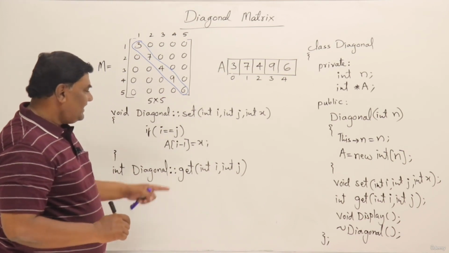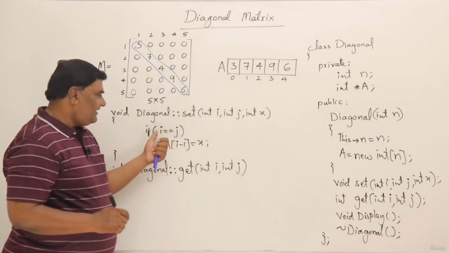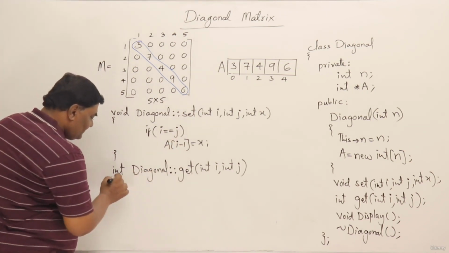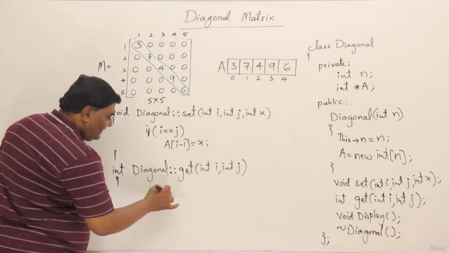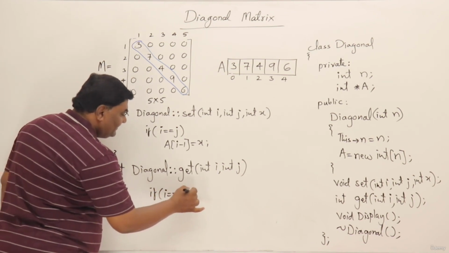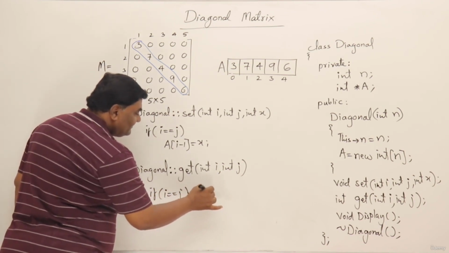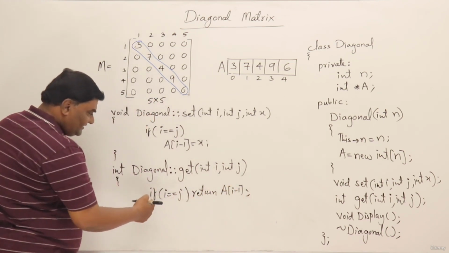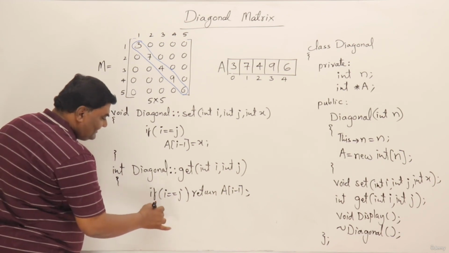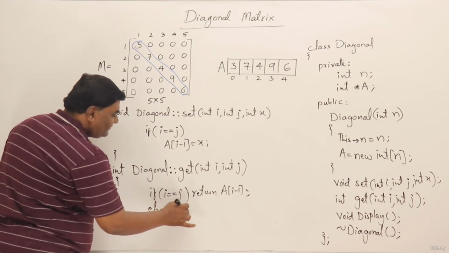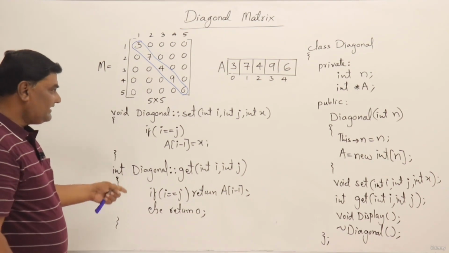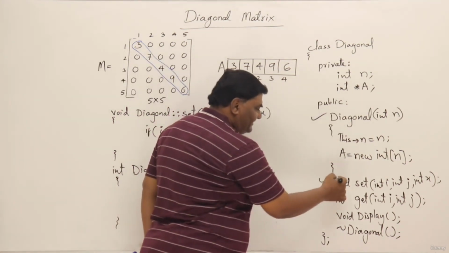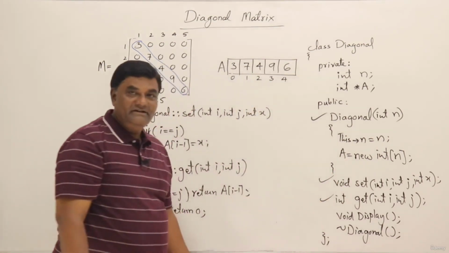Now here again I can get the data from there only if i is equal to j, just like in set. The same thing we have to do. If i is equal to j, then in the same line I am writing return A of i minus 1. And one more thing, if they are not equal, then definitely the element is 0, so return 0. So these are the set and get methods. So I have a constructor, set method and get method completed.